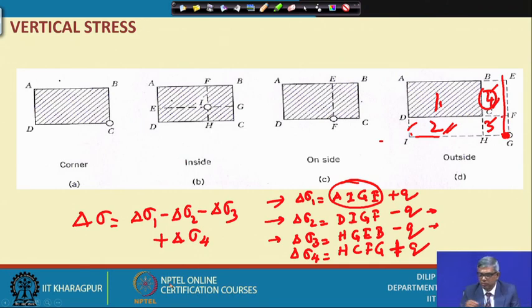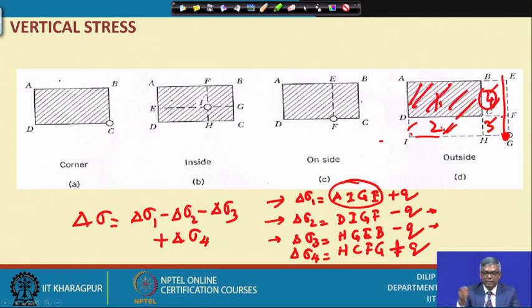So, that means I have subtracted this, and I have subtracted this. Initially I considered the entire area, then I subtracted this, and subtracted this, but I have subtracted this area twice, because of that I have added it back, and that is how I get delta sigma 4. This is the way I can find out stress at this point because of this loading.